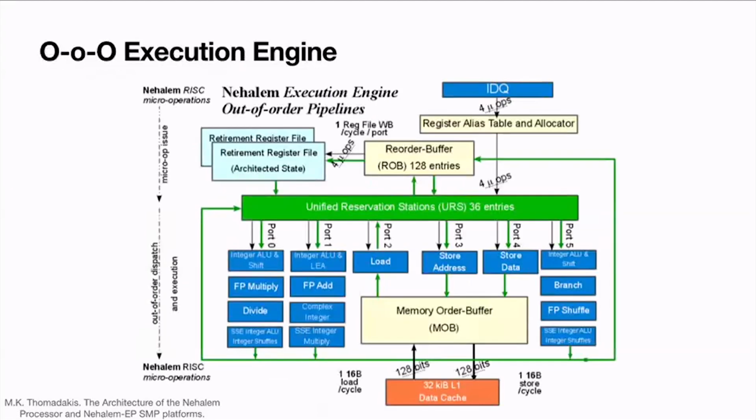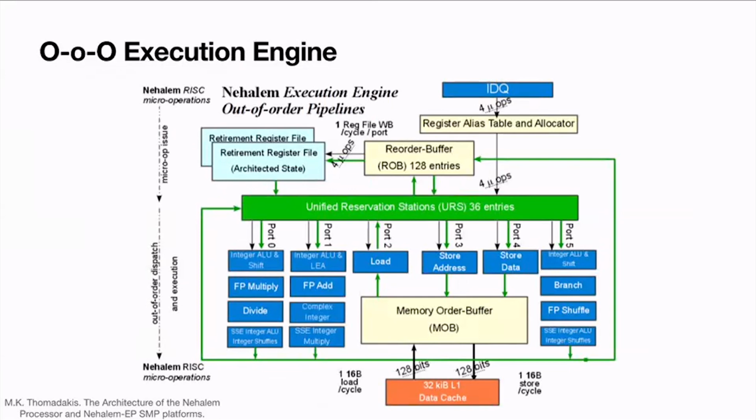And that consists of the out of order execution engine. From the IDQ, we'll be taking 4 micro operations and running them through the register alias and allocator, where register renaming will be done. Then we'll make an entry into the reorder buffer. To accommodate up to a maximum of 128 in-flight instructions, the reorder buffer consists of 128 entries. Huge reorder buffer.